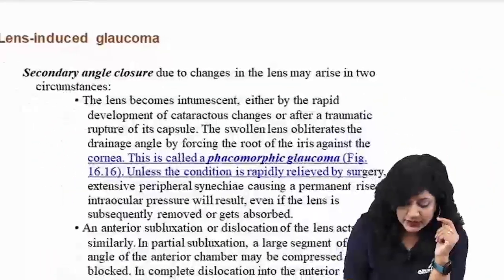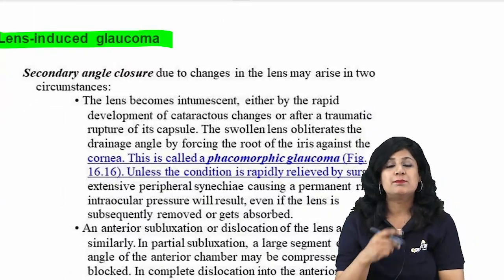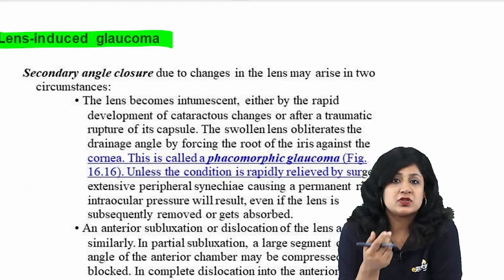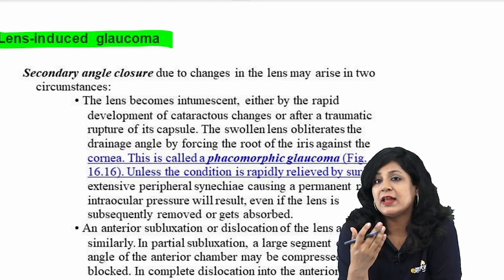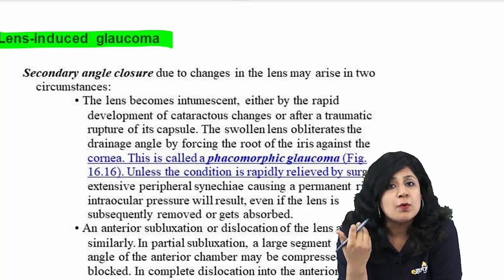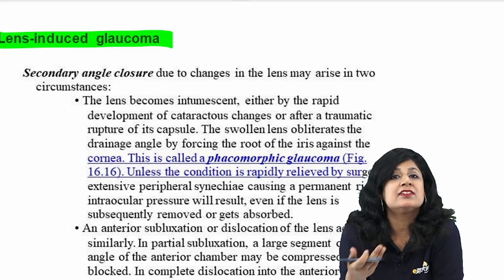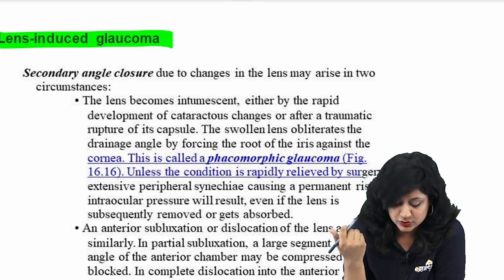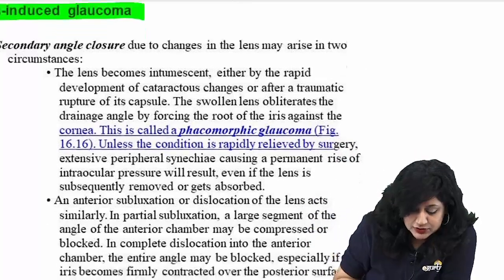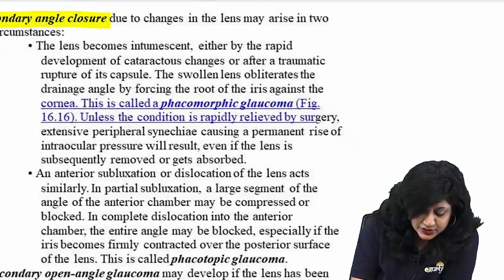Now, another important thing is lens-induced glaucoma. Again, this is a very important entity, taking into consideration that cataract is such a common cause of blindness in India. Because we have lens-induced glaucoma, it adds to the percentage of blindness that it is causing. Now, secondary angle closure: how does it lead to the angle closure type of glaucoma?